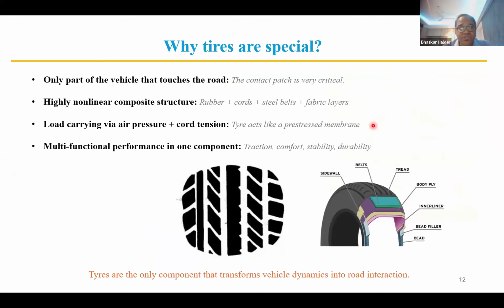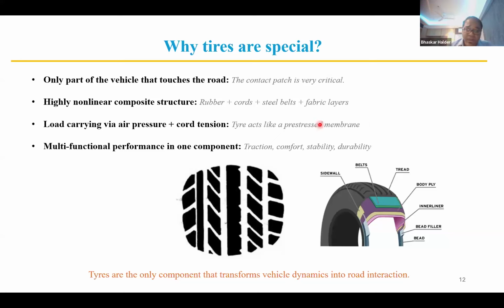So again, the question comes: why is the tire special? Because this is the only part of the vehicle that touches the road. If you sit in a 10 lakh car or a 20 lakh car, the difference is only because of the tire, because this is the part that touches the ground. Other functionality depends on the performance of the car.